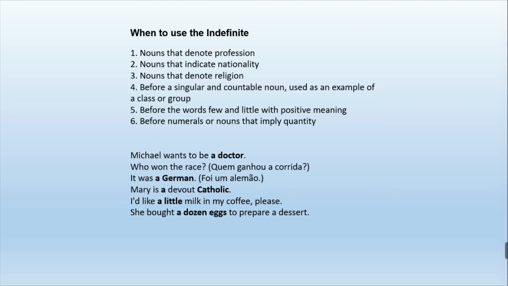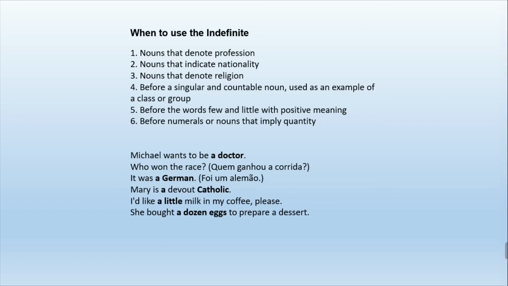Before a singular and countable noun used as an example of a class or group, okay? So when you say, for example, a dog is a good companion and a lion has a mane, or a politician is normally related to corruption, etc. Anyways, guys, I hope you understood. There are lots of rules. We're still going.